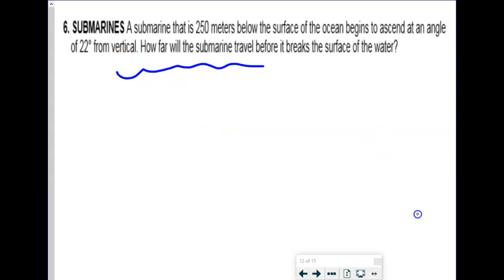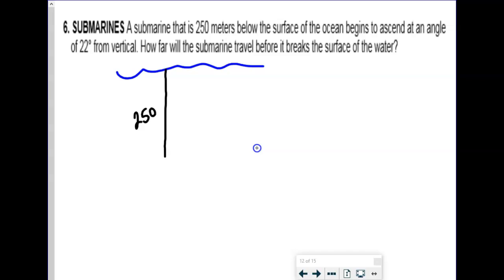All right. Here's my next drawing. That's the ocean surface. Like that? It's good. All right, submarine. A submarine is 250 meters below the surface. So down here is your submarine. I'm not going to even try to draw a sub. It's going to look like a hot dog or something.